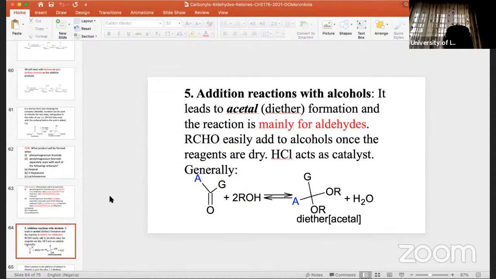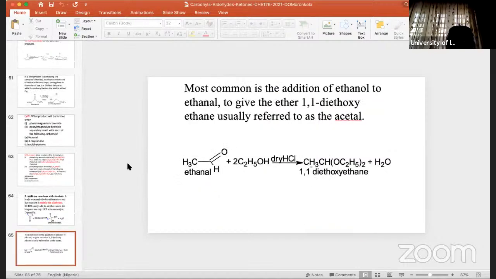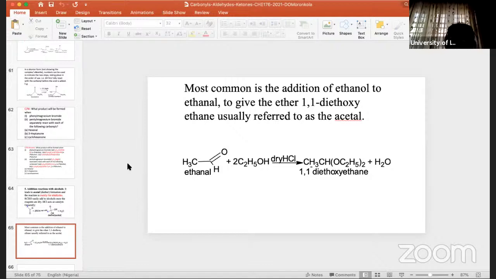They're not far-fetched. We have the addition reaction with alcohols that gives acetals, which are also utilized in protection reactions in organic synthesis. Here, the acetal is actually a diether. We treated ethers the other time: carbon, oxygen, carbon, oxygen sandwiched between two carbons. This reaction is mainly for aldehydes. They easily add to alcohols once the reagents are dry and under acid as catalyst to produce our diethers. This is an example, starting with ethanal, you end up having your 1,1-diethoxyethane.